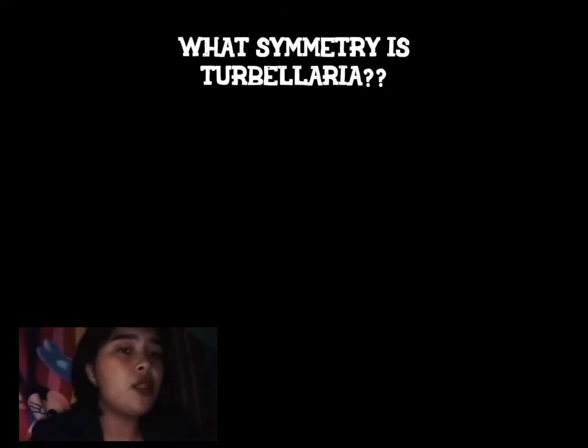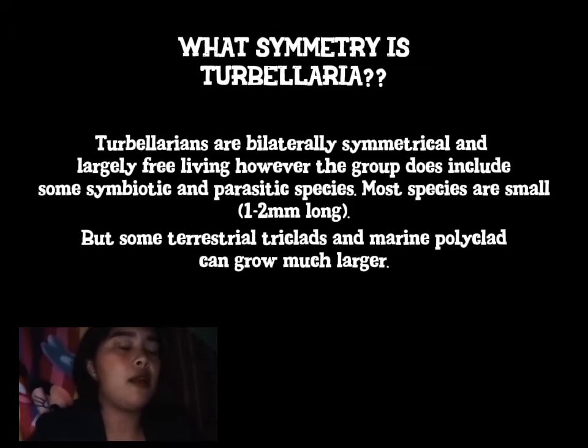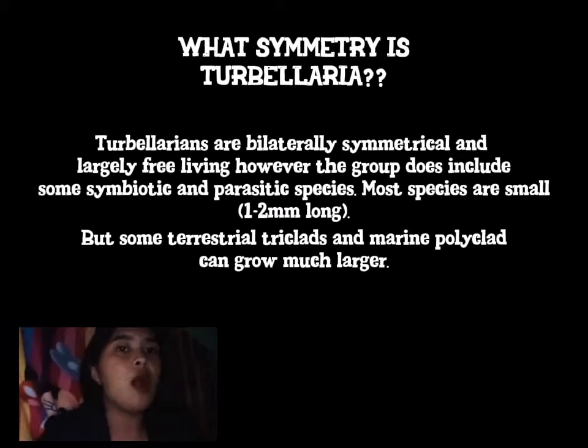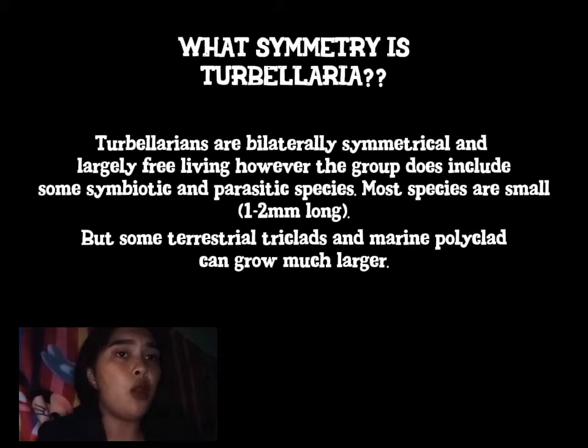What is the symmetry of Turbellaria? Turbellarians are bilaterally symmetrical and largely free-living. However, the group does include some symbiotic and parasitic species. Most species are small, 1 to 2 mm long, but some terrestrial triclads and marine polyclads can grow much larger.